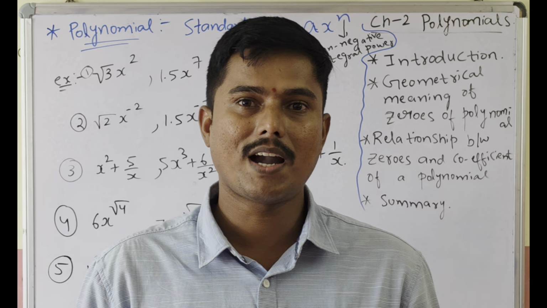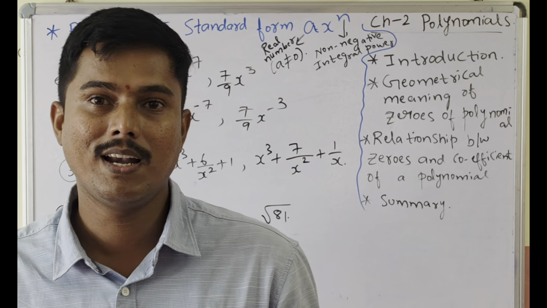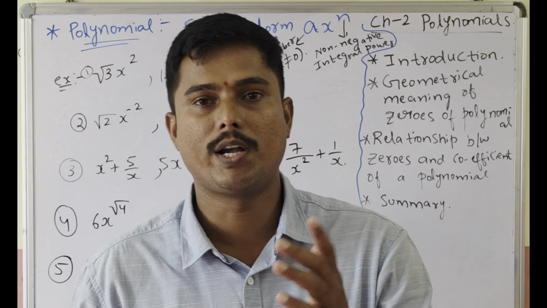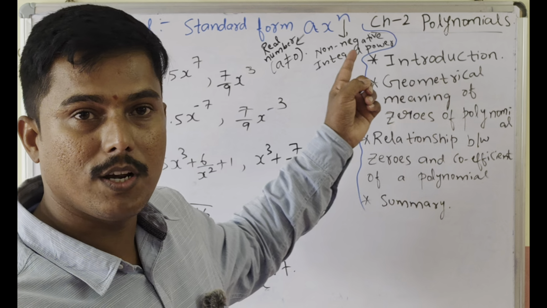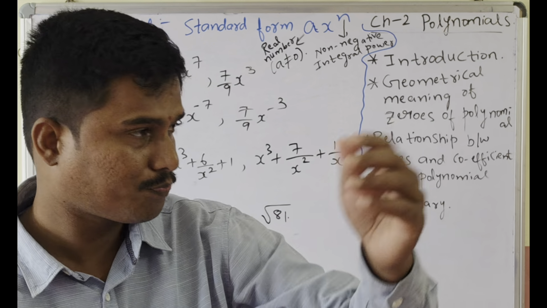So what is the polynomial standard form? It will be in the form of ax power n, where a is a real number and not equal to 0, and the power of x should be a non-negative integral power.